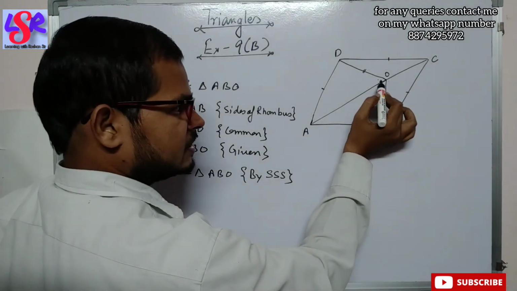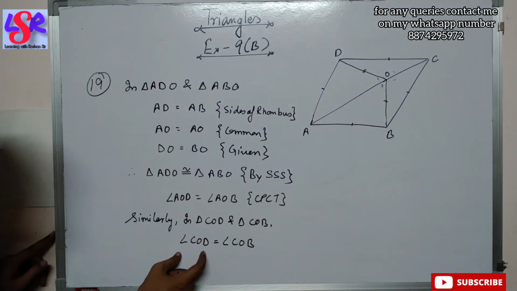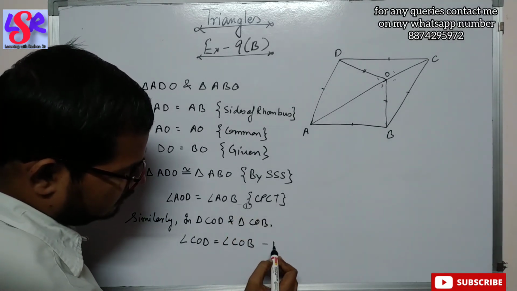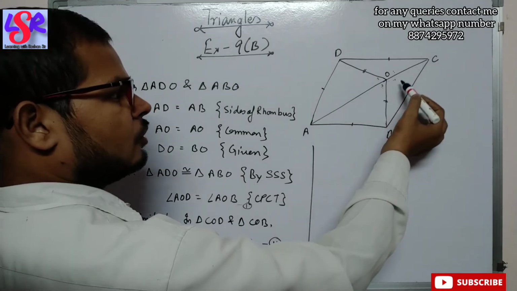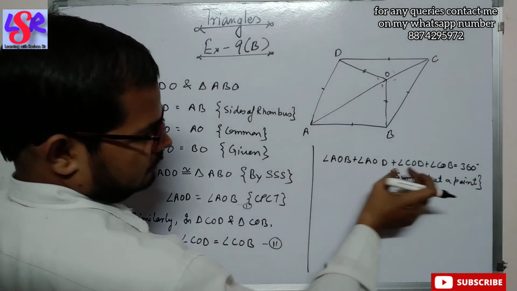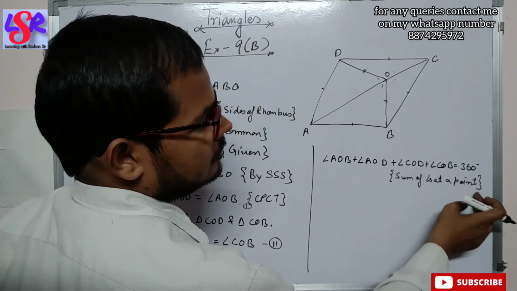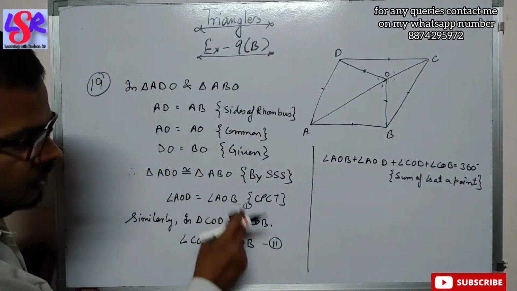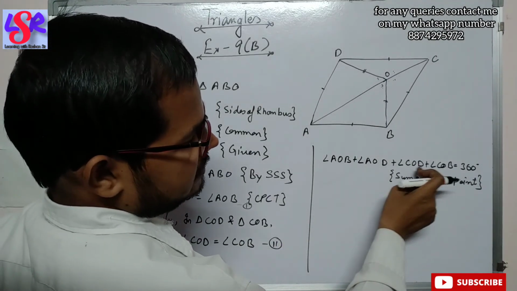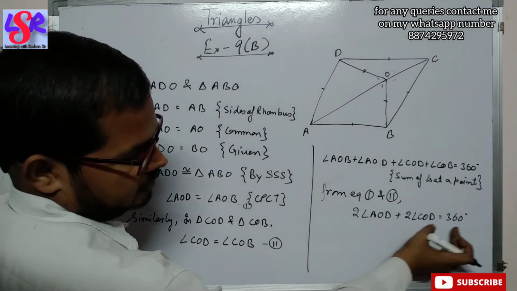Now we can prove these two angles equal by CPCT. Similarly, in triangles CDO and COB, we get angle COD equals angle COB. Let these two relations be equation number 1 and equation number 2. As we know, the sum of all the four angles over here is 360 degrees. Therefore, angle AOB plus angle AOD plus angle COD plus angle COB equals 360 degrees by the sum of angles at a point. Now, from equations 1 and 2, we can replace angle AOB by AOD and COB by COD. Therefore, twice angle AOD and twice angle COD equals 360 degrees.